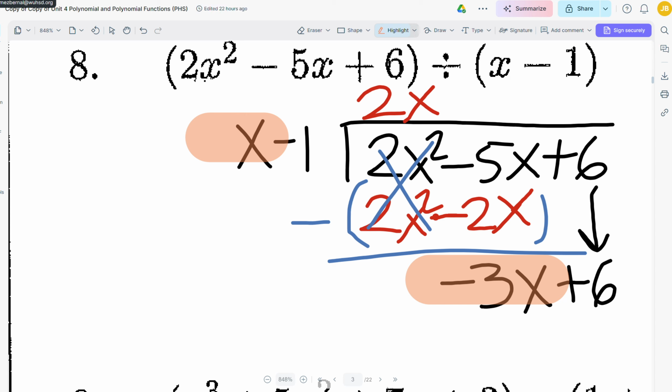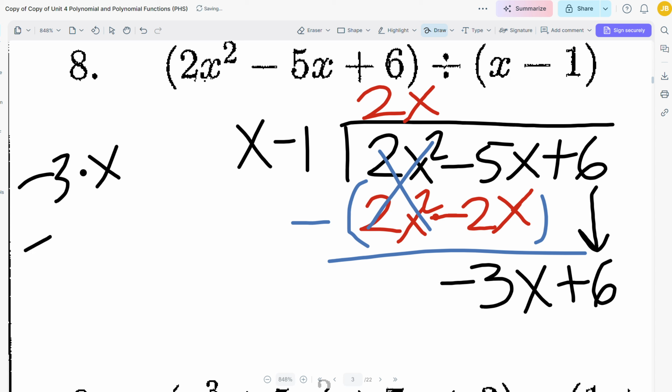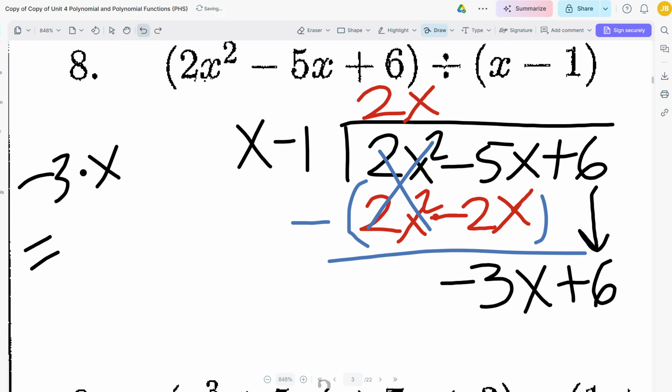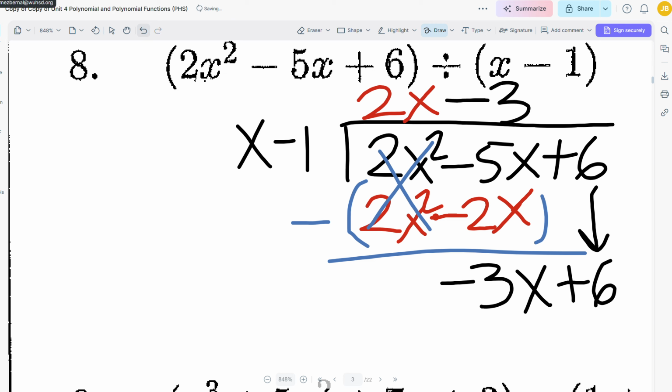So I don't have to multiply by x because it's already the same degree. All I have to do is multiply my x with a negative 3. Again, if you need to see that, here we go to the side. Negative 3 times x is negative 3x, which would make that same number there. All right, let's write negative 3. And now I'm going to take that negative 3 and distribute it to x minus 1 to see the result of it.